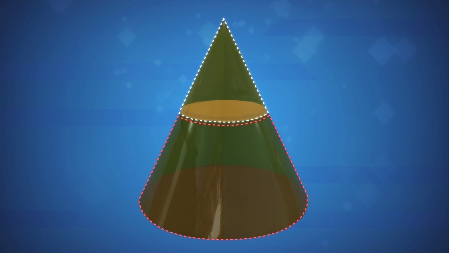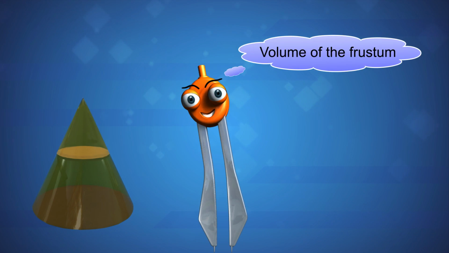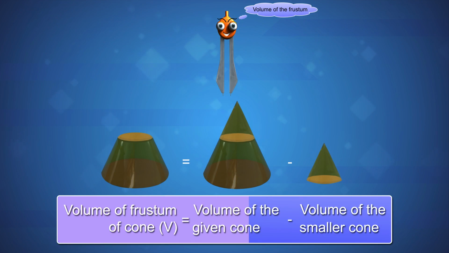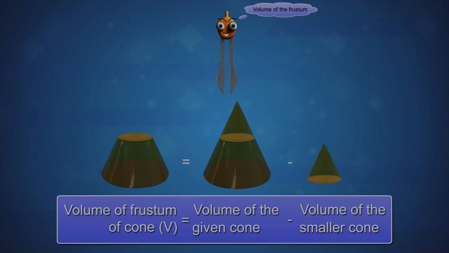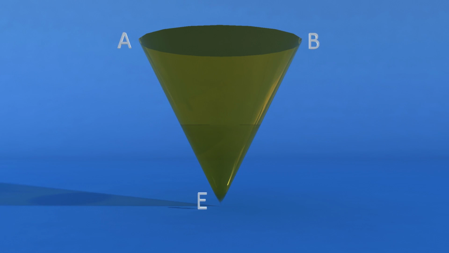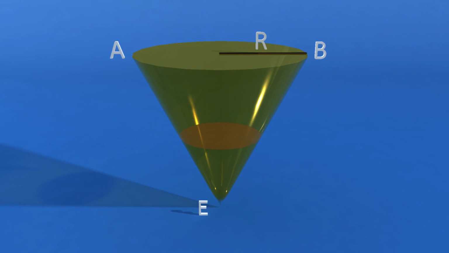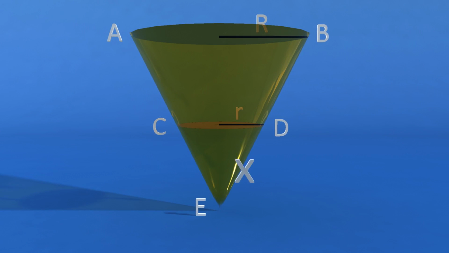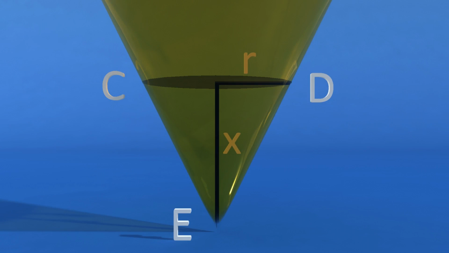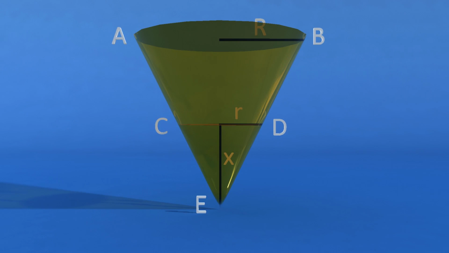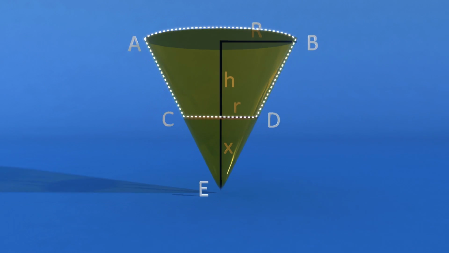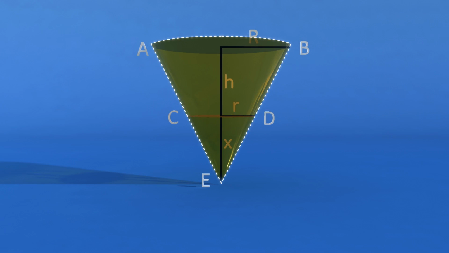Using the two right circular cones, can you find the volume of the frustum? Yes. It is the difference between the volumes of two right circular cones. Let us name the bigger cone as AEB. Let capital R be its radius. Name the smaller cone as CED. Let small r and small x be its radius and height respectively. ACDB is the frustum. Let its height be h and the height of the cone AEB be x plus h.